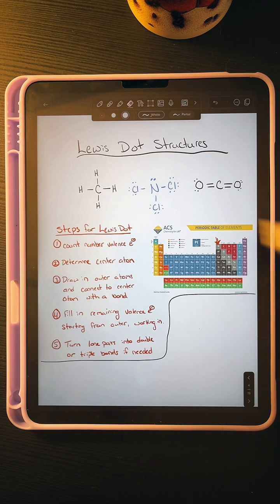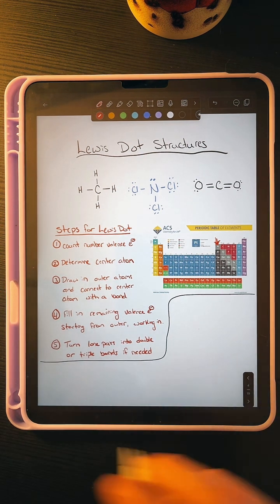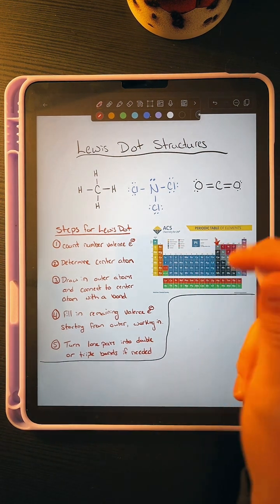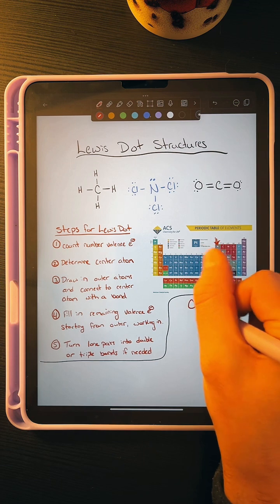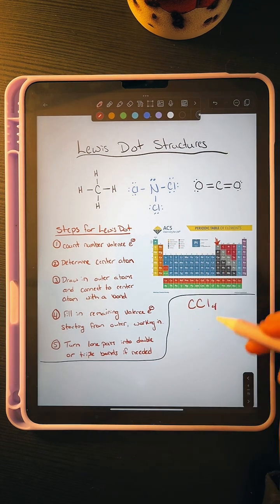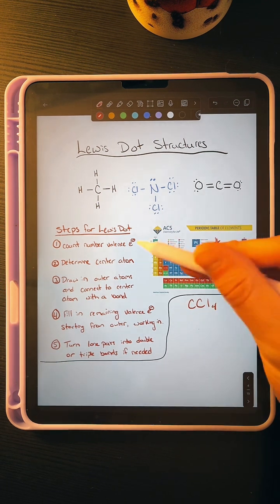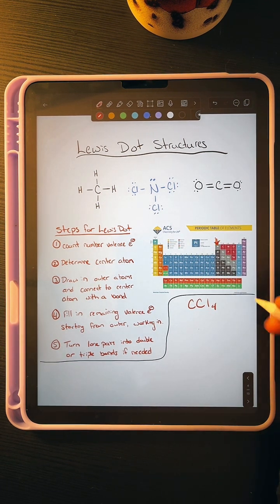We'll go through one full example. So let's say we want to determine the Lewis structure for carbon tetrachloride. We're going to do CCl4. So for CCl4, the first thing we do is count up our total number of valence electrons.